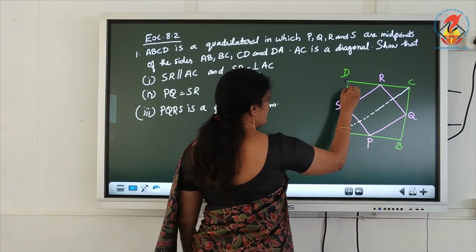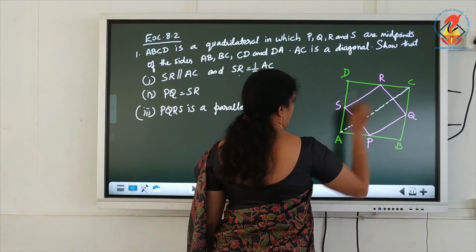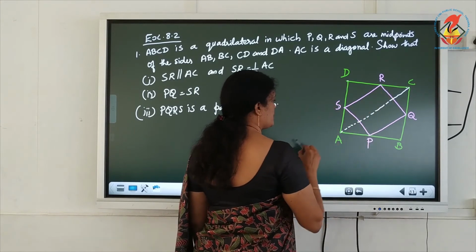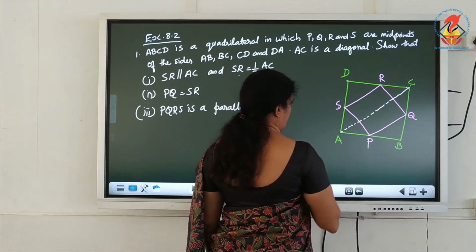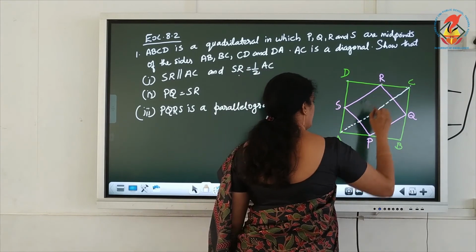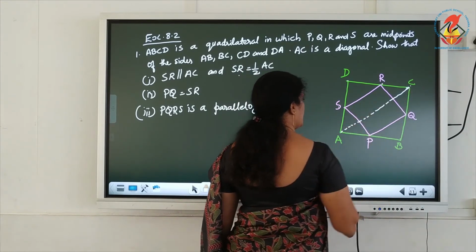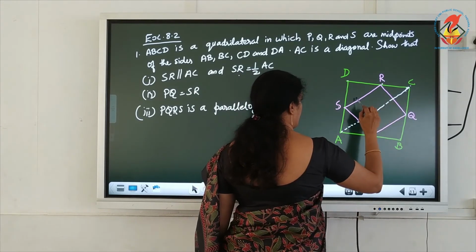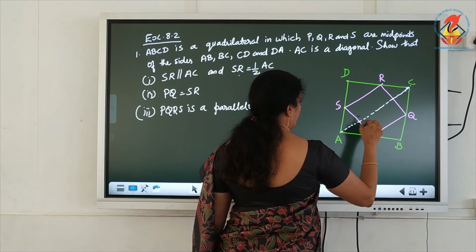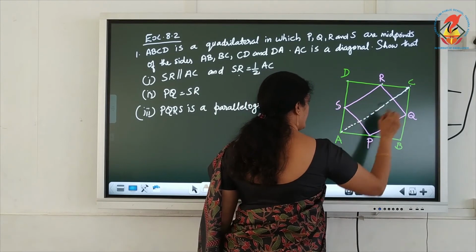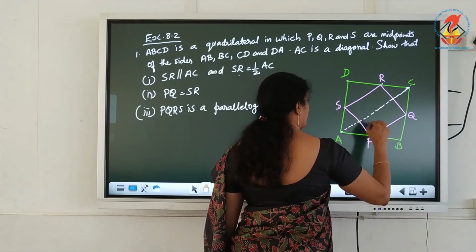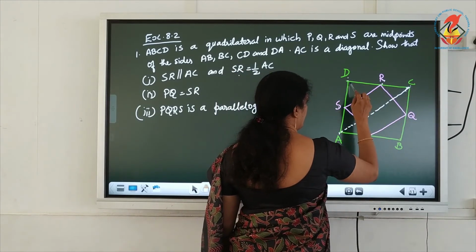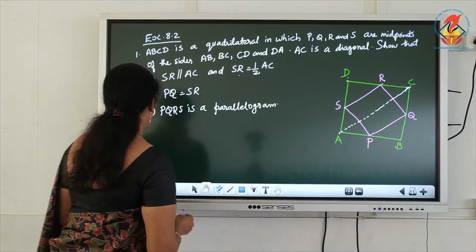Here triangle DAC. In DAC, S and R are the midpoints of AD and DC. This line is parallel to the diagonal AC, SR equal to half of AC. That means by midpoint theorem, we can write SR parallel to AC, SR equal to half of AC, because S and R are the midpoints of AD and DC. Okay, proof.